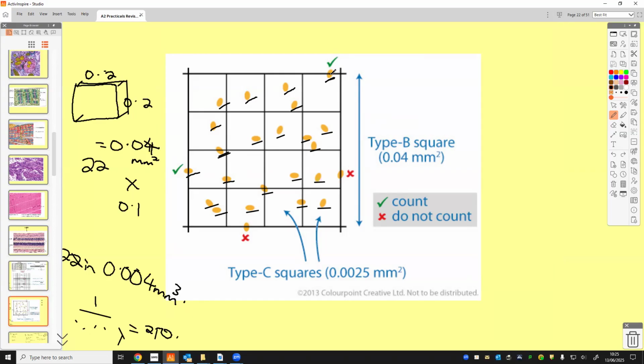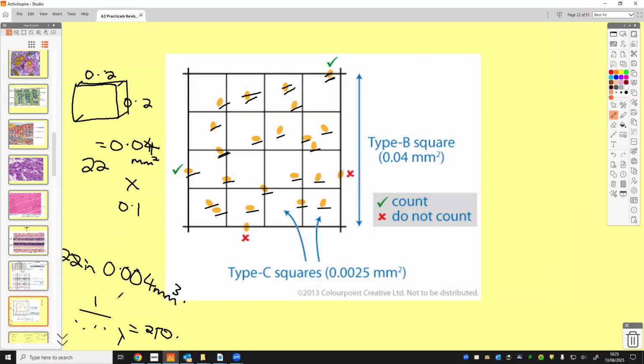So if we were counting this one, you can see there's one, and I would mark them off as you count them. So 1, 2, 3, etc., 4, 5, 6, 7, 8, 9, 10, 11. Sorry, not that one. 11, 12, 13, 14, 15, 16, 17, 18, 19, 20, 21. I must have missed one there because it's 22. So 22 in 0.04 millimeters cubed.